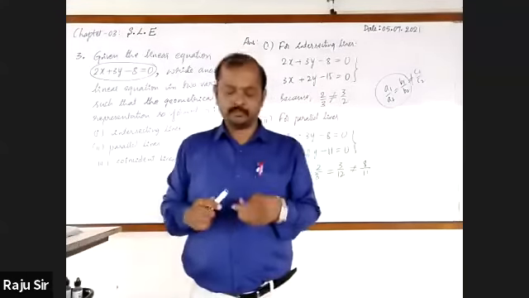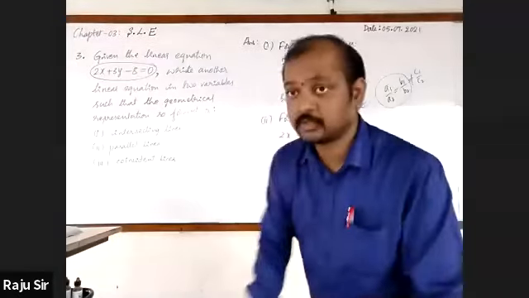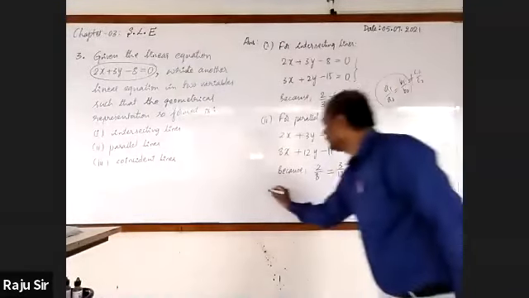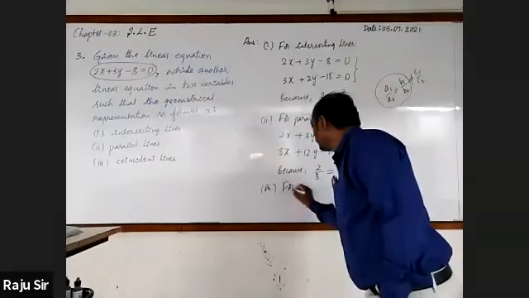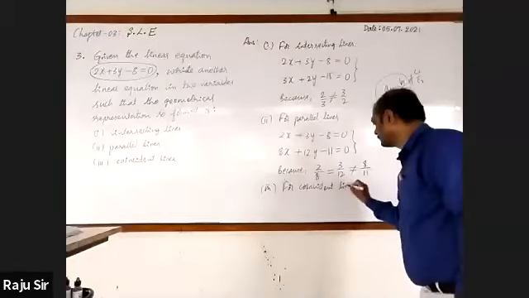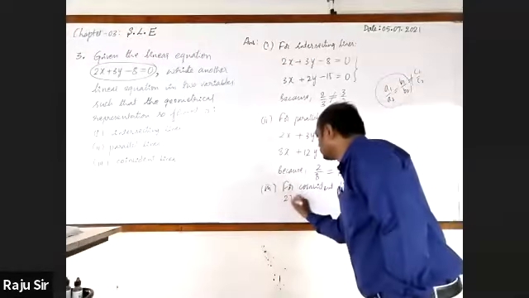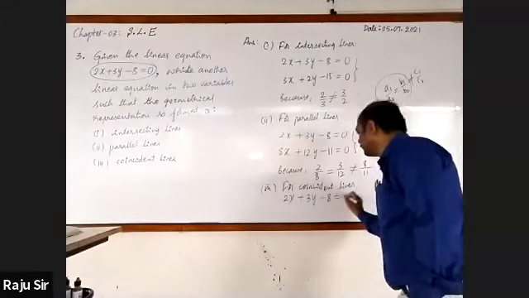Now we are moving to the next type, the fourth type. This is also very important: coincident lines. Third one should be done now. Right. For coincident lines, the first equation is 2x plus 3y minus 8 equal to 0.